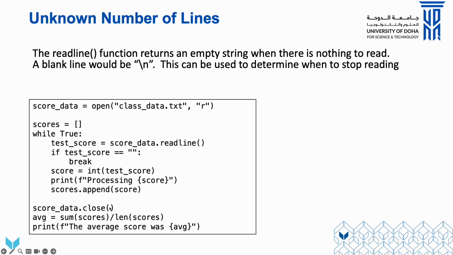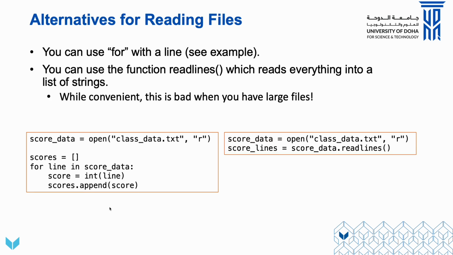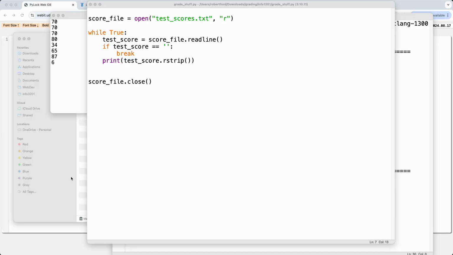And once I appended, well, now I'm back to a 1201 earlier exercise on processing lists. Okay, some alternatives. Actually, you can use a for loop, and for loops are really clever for this, because on the left-hand side, you can see that I opened up a file called class data for reading, and I went through and said for line in score data, and that also works. This actually makes life a little bit easier.